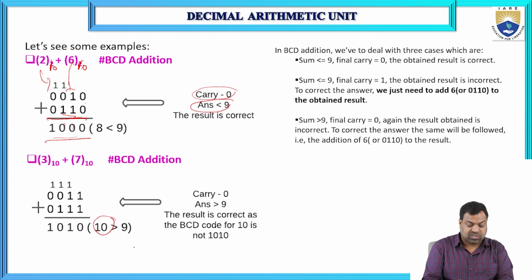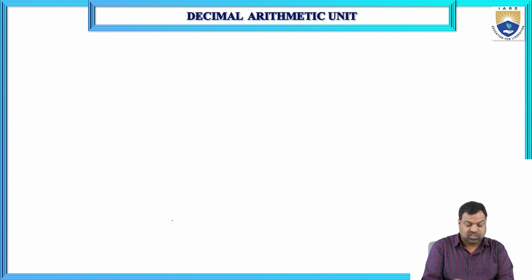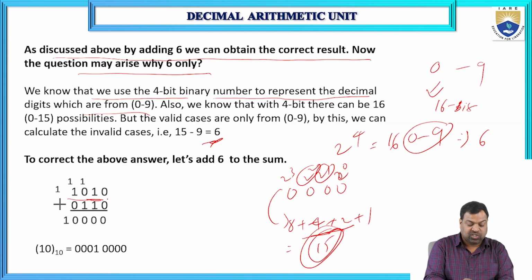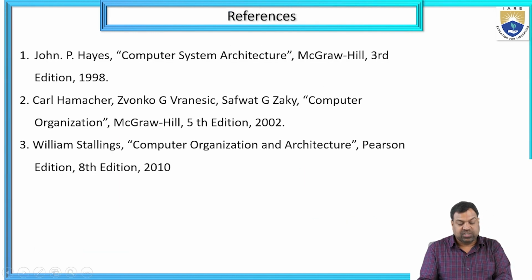So what is the previous result here? 1 0 1 0. To this 1 0 1 0, I am adding the value 6. 6 means 0 1 1 0. I am adding all of these. Next, what is the result? 0 0 0 0 1. So here 10 in base 10 has only 1 in the tens place. So I have to write 0001 and then all zeros. It is a BCD. Okay.